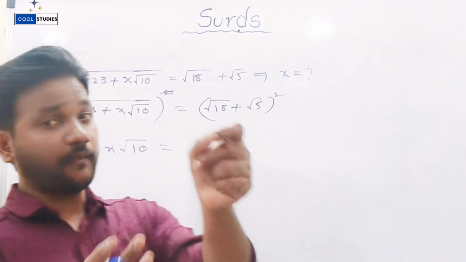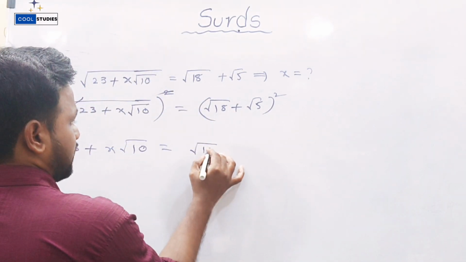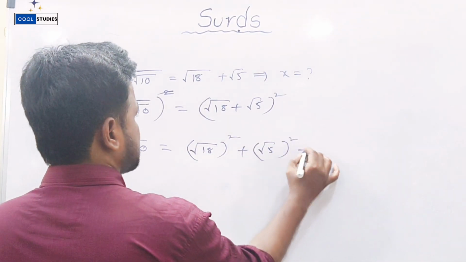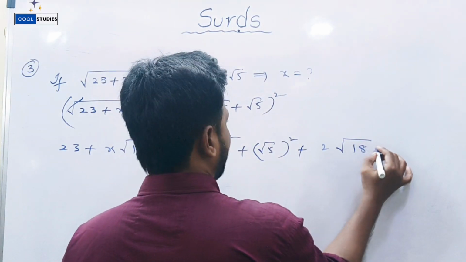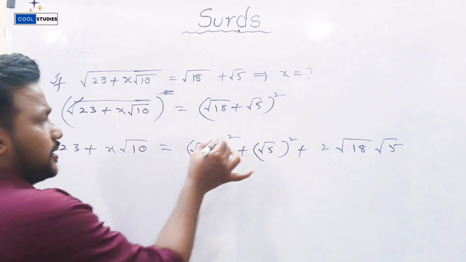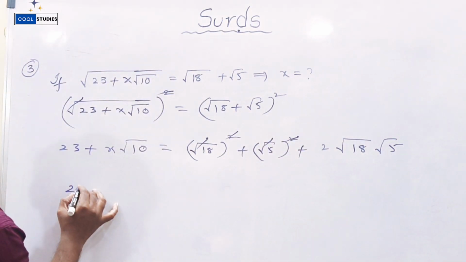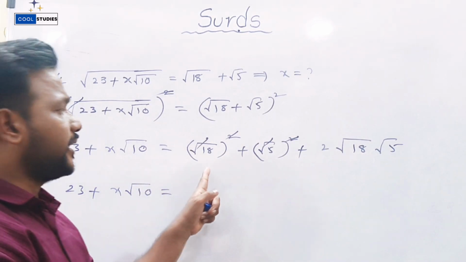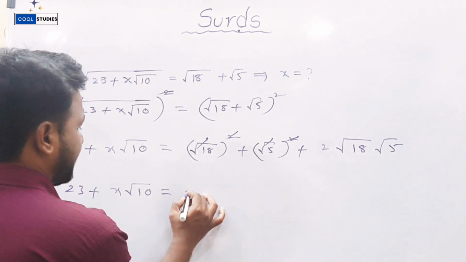It is in the form of a plus b whole square, right? Let us expand: a square, √18 whole square, √5 whole square. Next 2ab, 2 into √18 into √5. It's clear? Now here square root cancels, square root cancels. So 23 plus x √10 is equal to 18 plus 5.